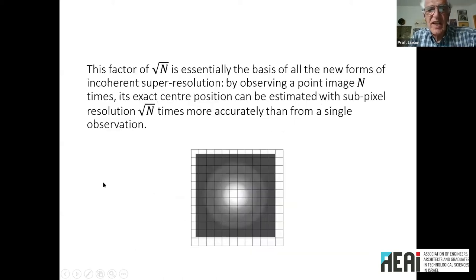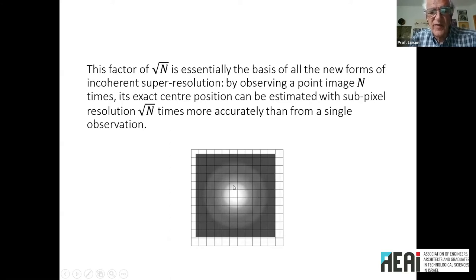Now, essentially, as I said, the factor of root n is the basis of all the new forms of incoherent super resolution. By observing a point image n times, its exact center position can be estimated with subpixel resolution, which is root n times more accurate.